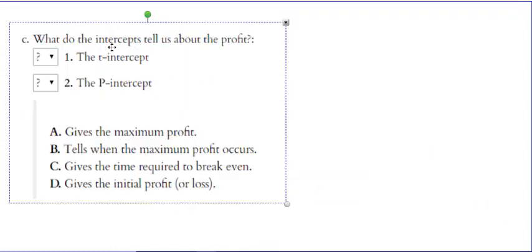Okay, what do the intercepts tell us? For the t-intercept, that would be where we break even. The p-intercept would be the initial profit or loss at this point. Where did we begin, right? So that's really what they're wanting for this particular problem.